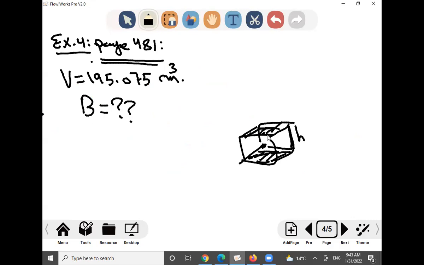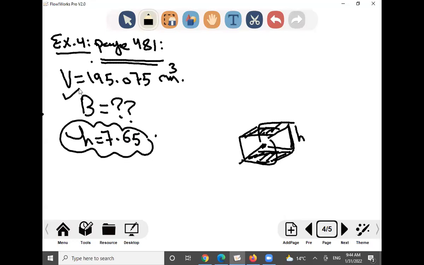Now take a look at your trapezoidal prism in front of you. The first base is in front of us, the second base is behind, right? What's between them? The 7.65. Got it? So the height here is given. How much? 7.65. Right. The volume is given. The height is given. What is wanted from the question? The big B. Let's apply our formula.